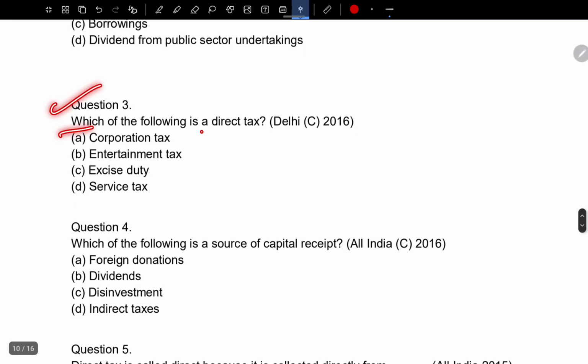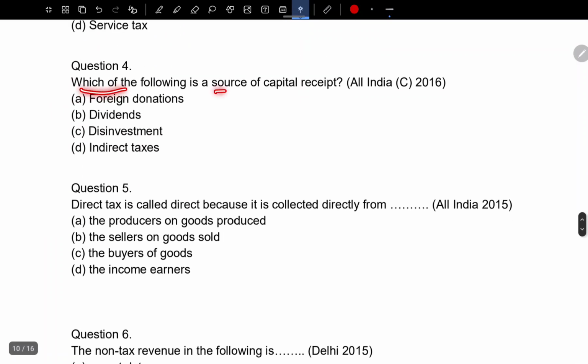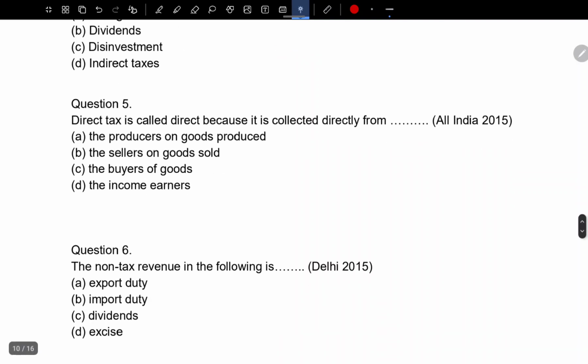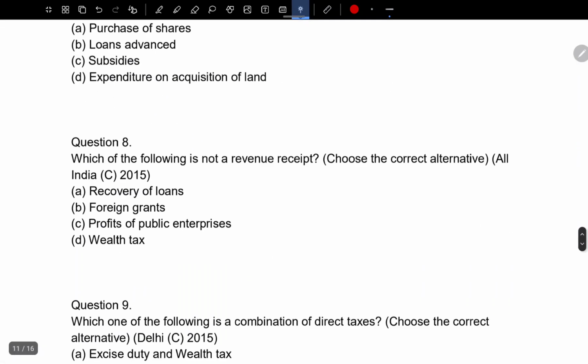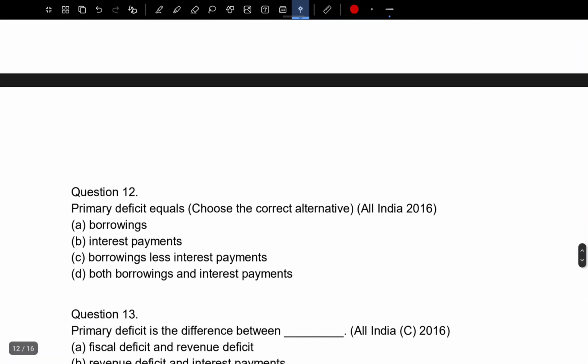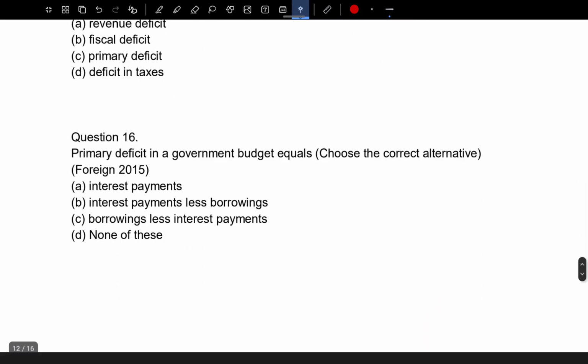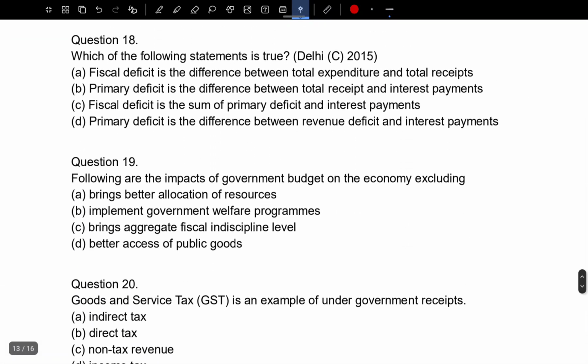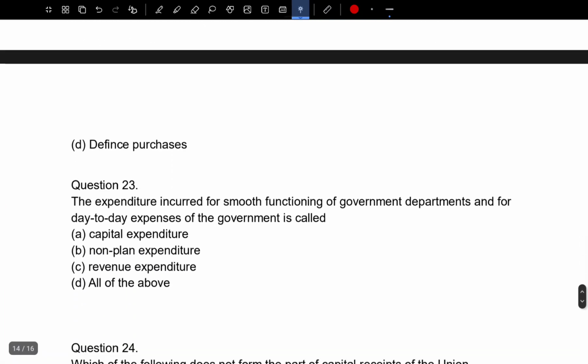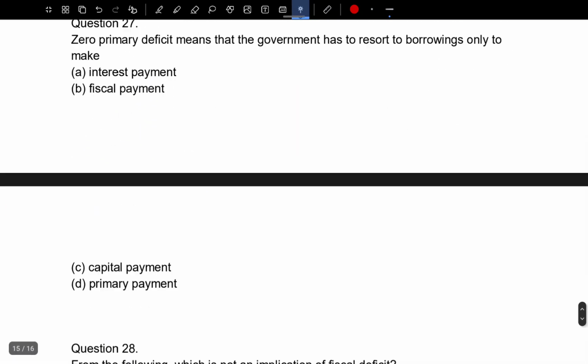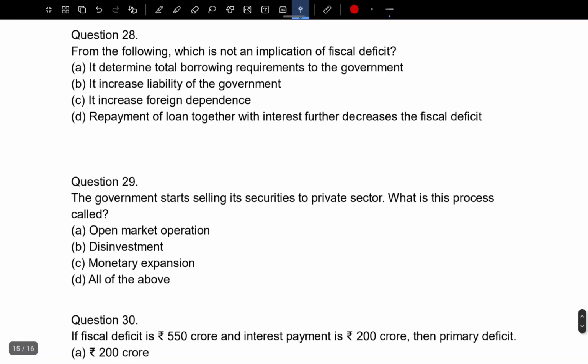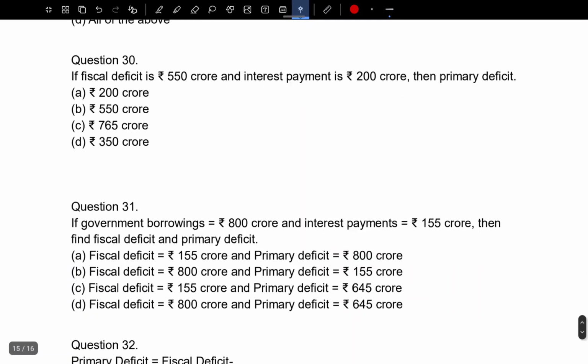Question number 3: which of the following is a direct tax? Corporation tax, entertainment tax, excise duty, service tax. Which one is a direct tax? Which of the following is a source of capital receipt? Foreign donation, dividend, disinvestment, indirect taxes. Which one is a capital receipt? So I have mentioned all the questions related to objective questions. You have to go through all these questions, mark your answer, and check it with the PDF questions and answers, and it will be really helpful in your examination. You can stop the video, answer the question and go through your PDF.